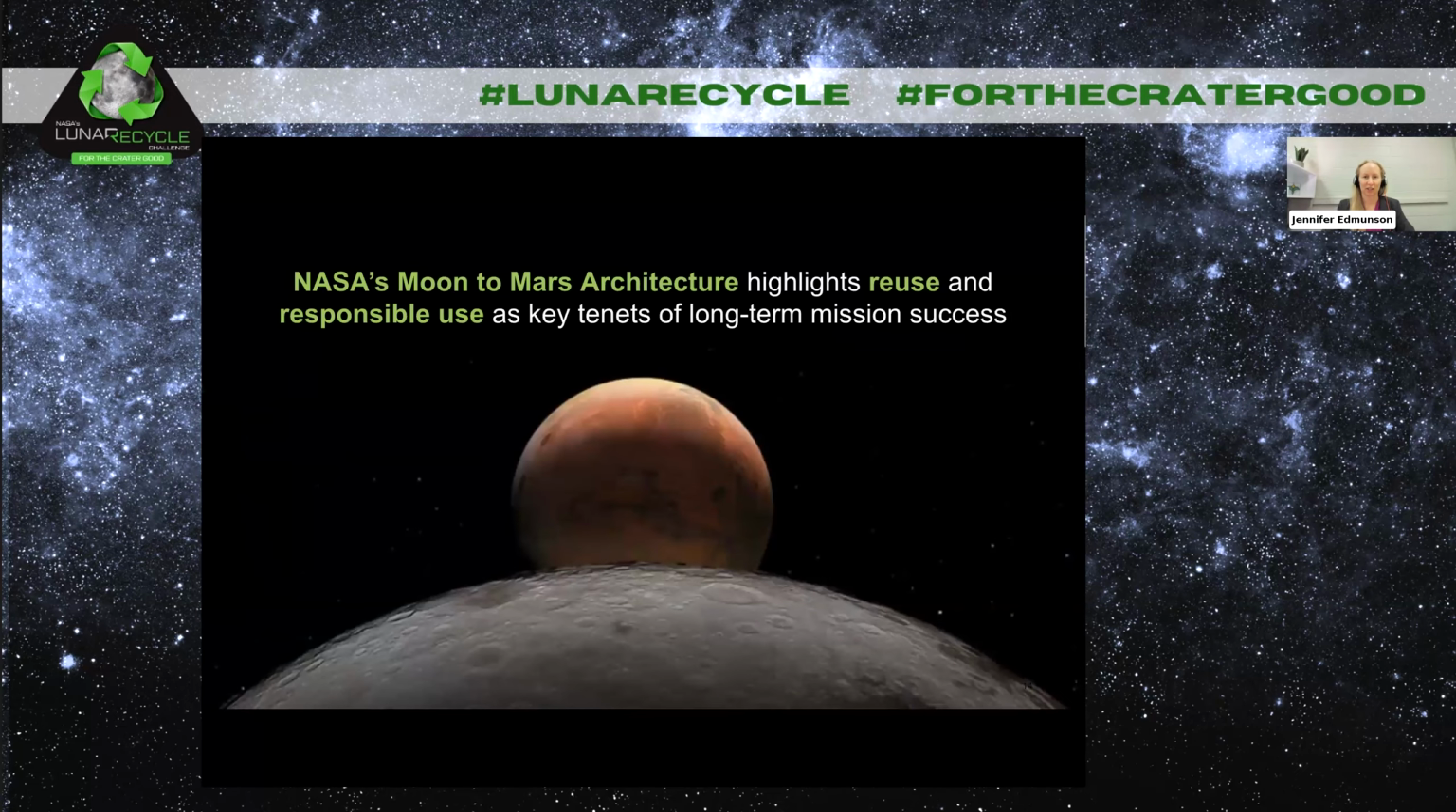NASA's Moon to Mars architecture highlights reuse and responsible use as key tenets of long-term mission success. What this means is the ideas of reuse and responsible use keep coming up in discussions with stakeholders. That's why maintainability and reuse are specifically called out as recurring tenet 5 within the architecture document, and responsible use is recurring tenet 6. Tenet 5 specifically states maintainability should include a process to dispose of or reuse systems or selected system components upon completion of their primary mission.